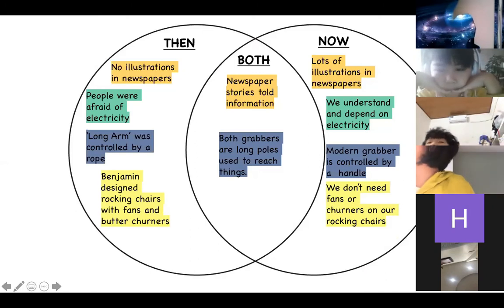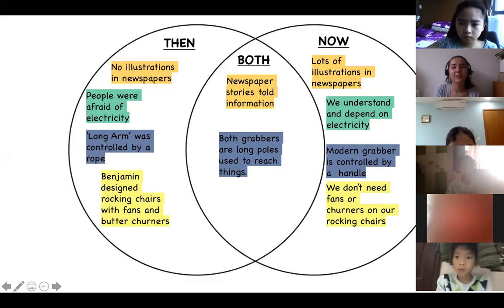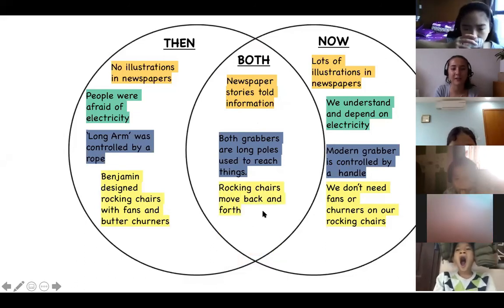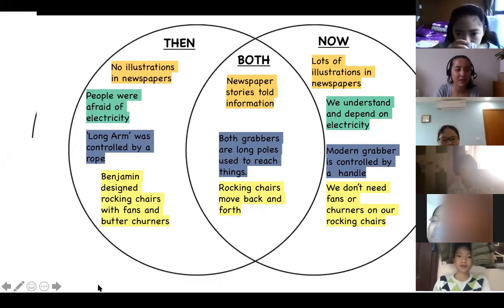Okay, how are they the same? What do they both do, Lucy? They both move back and forth. Good girl, they both move back and forth. Well done. Rocking chairs move back and forth today and all the way back then. Very good. Well done, guys.